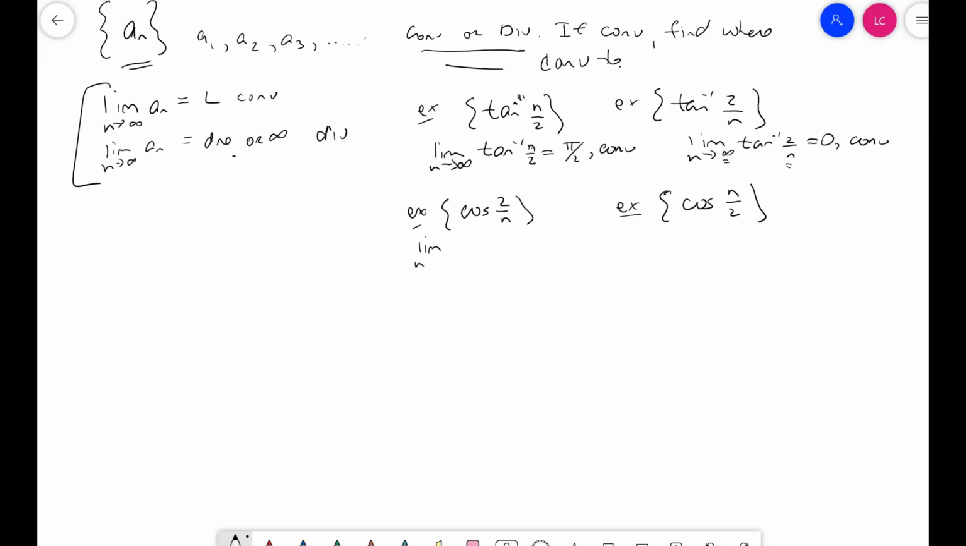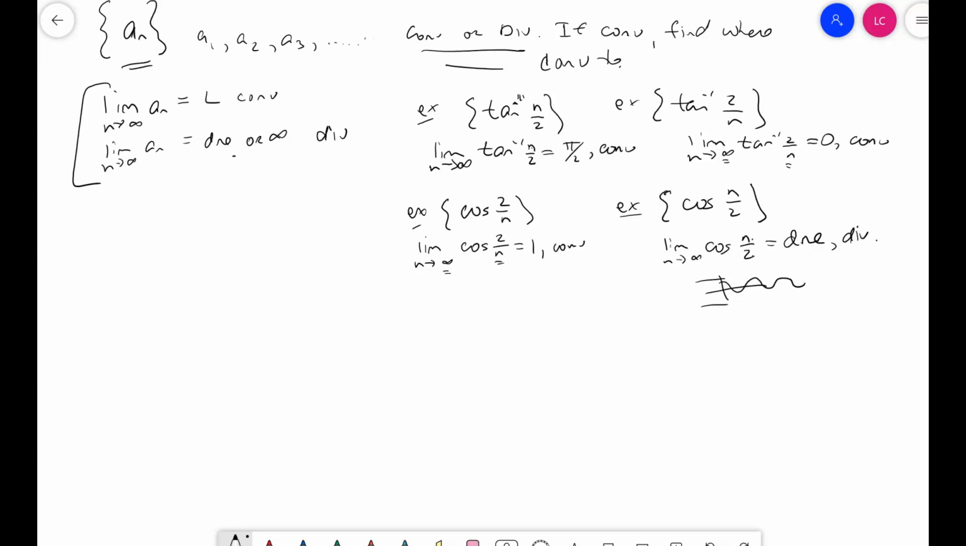With a trig function, sometimes you use squeeze theorem with cosines or sines, but always check to see what's happening when you plug in infinity. So if I plug in infinity, I get 2 over infinity, which is 0. Cosine of 0 is 1, so it converges to 1. If I take the limit as n goes to infinity of cosine of n over 2, infinity over 2 gives me infinity. Cosine of infinity does not exist because cosine just keeps going between 1 and negative 1, so the answer is not infinity, but the limit does not exist, and as a result, I can say that this diverges.